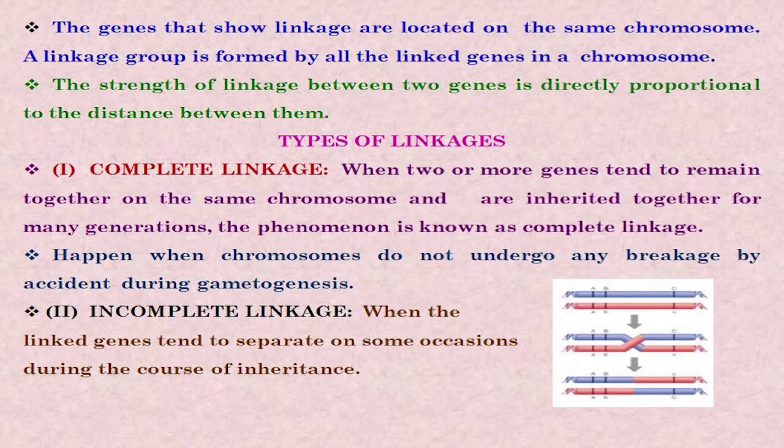Complete linkage means that two or more genes which tend to remain together on the same chromosome are inherited together for many generations. This phenomenon is called complete linkage. It occurs when chromosomes do not undergo any breakage by accident during gametogenesis. And incomplete linkage means that the linked genes tend to separate on some occasion during the course of inheritance.